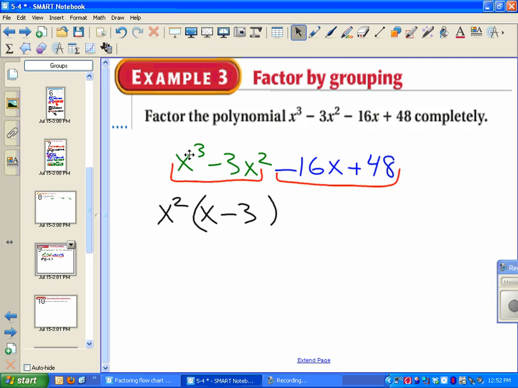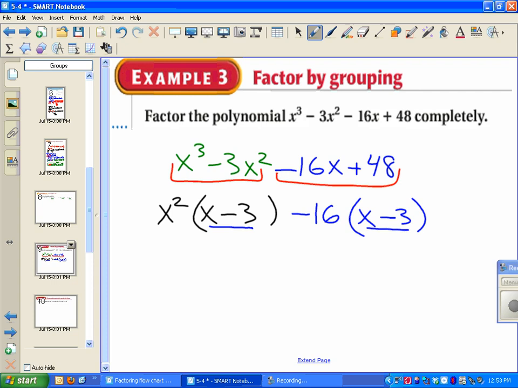And then for our second set, we're looking for the GCF of negative 16x and 48, which could be a positive 16 or a negative 16. We're trying to get the parentheses to match, so we want x minus 3 again. So if I factor out a negative 16 times positive x, and then a negative 16 times negative 3 will be positive 48, and now I have things that match.